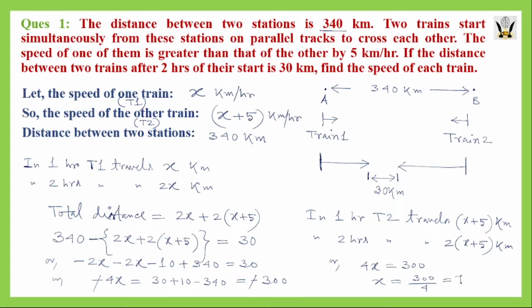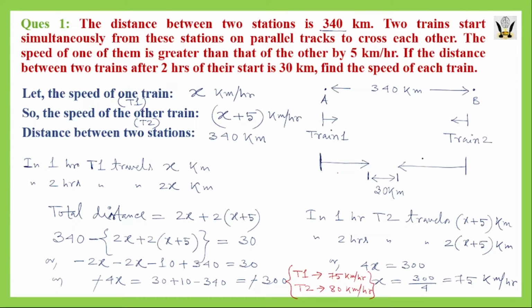That means 75. So what was x? X was the speed of train 1 and the unit is kilometer per hour. So the speed of train 1 will be 75 kilometer per hour, and the speed of train 2 will be 75 plus 5, 80 kilometer per hour.